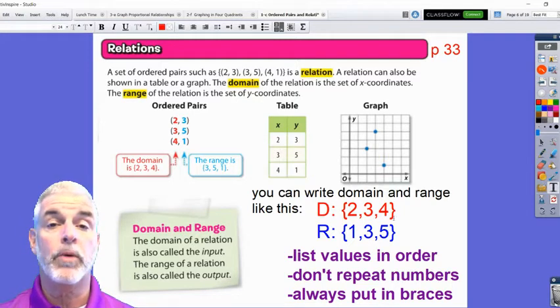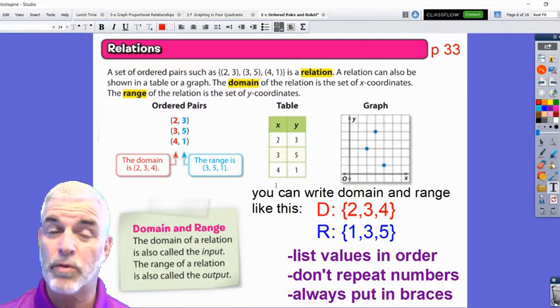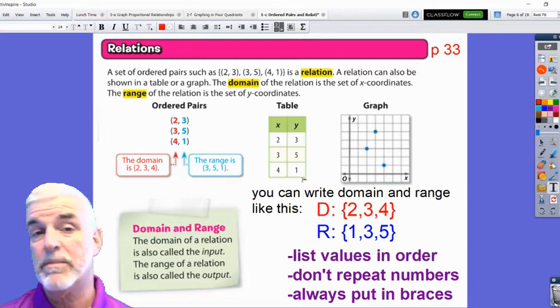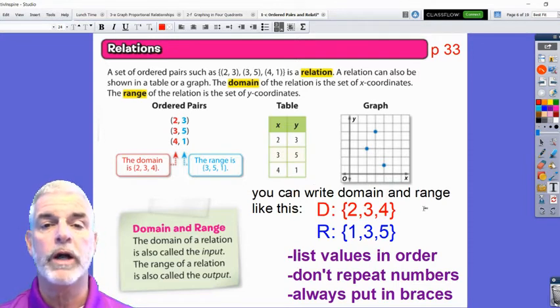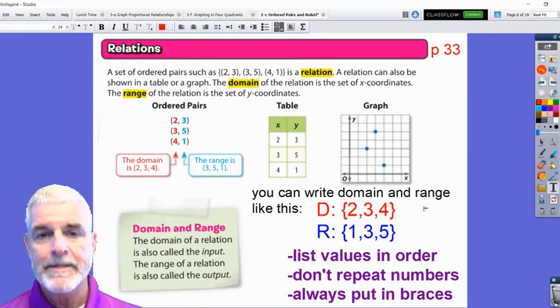And one other thing to point out is, it doesn't happen in this case, but if there is a number that is repeated, like you have an x value that happens twice in your table or a y value that happens twice in your table, you only write it once in the domain and the range. It's the set of values. It's not just listing all of the numbers, okay?